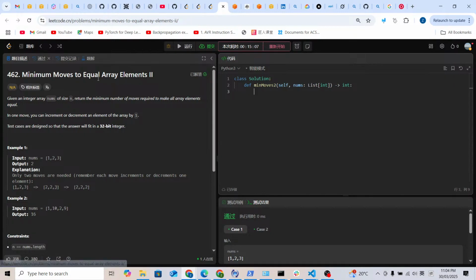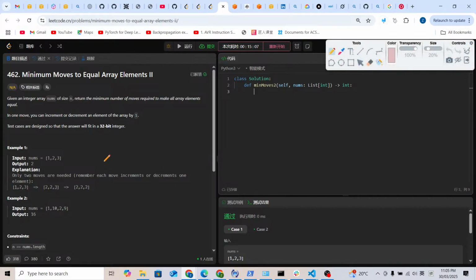Minimum moves to equal array elements 2. So for this example, we are given an array nums of size n, and we need to return the minimum number of moves required to make all array elements equal. In one move, you can increase or decrease an element of the array by 1. The test cases are designed so that the answer will fit into a 32-bit integer.